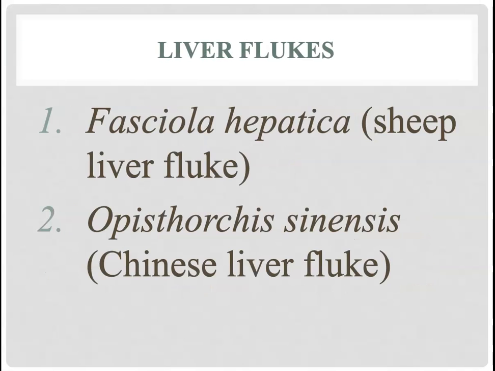Then we have 2 liver flukes, meaning the adults of these 2 guys are going to inhabit the liver or bile duct area. So there's Fasciola hepatica, also known as the sheep liver fluke, and Opisthorchis sinensis, also known as the Chinese liver fluke. Now, Opisthorchis sinensis is also known as Clonorchis sinensis, and that's Clonorchis.